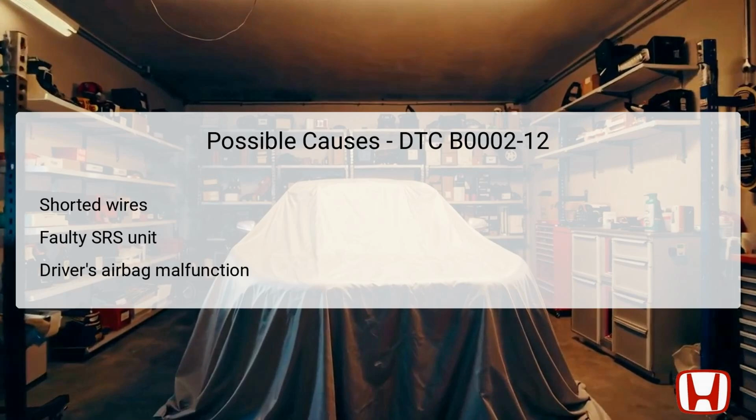Several factors can contribute to the occurrence of DTC B0002. One possible cause is shorted wires, which may happen due to wear and tear, corrosion, or damage from a previous collision. A faulty SRS unit could also cause this issue, as it may not correctly interpret voltage signals, leading to erroneous DTC storage. Additionally, a malfunction in the driver's airbag can result in abnormal readings.